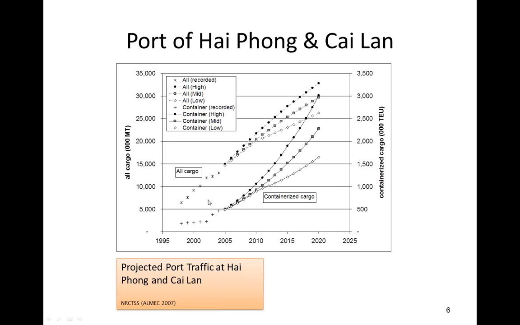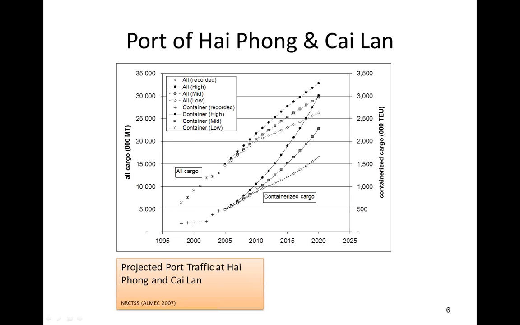And this graph shows you the projected traffic or cargo for all cargo and for containerized cargo. And you can see that there's a bit of a spread. There's a high-end estimate, a low-end estimate, and a likely estimate. For containerized cargo, it is the same with a bigger spread. The reason being, there's a lot of uncertainties involved in the forecast of containerized cargo. So therefore, there's a spread so that we can appreciate some of the risks involved in investment.